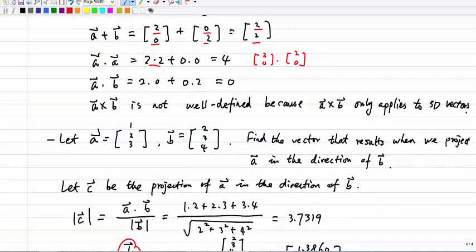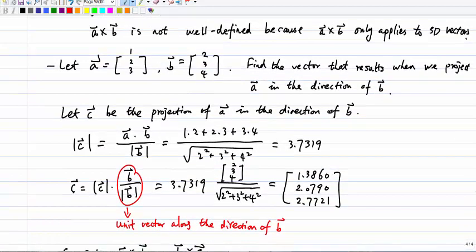The second question is the projection. If I give you vector A which is (1, 2, 3), and vector B is (2, 3, 4). The question is to find the vector that results when we project A in the direction of the B vector. If you remember what I mentioned in class about the projection, first of all, the length of C will be just equal to A dot B divided by the B magnitude.